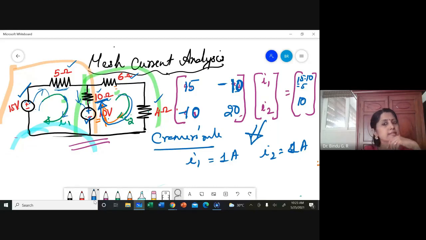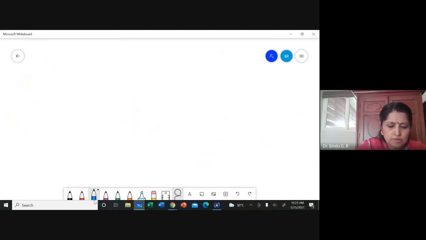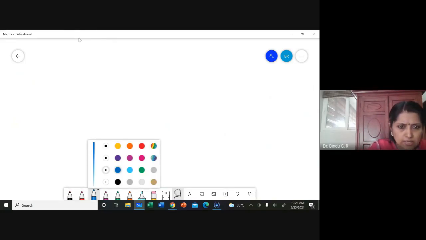Okay, so this is mesh current analysis. So I hope you have understood. Now I'm going on to a little more, not a complicated, little more complex network. Okay, so let's see how you can solve this. Just draw this circuit diagram.